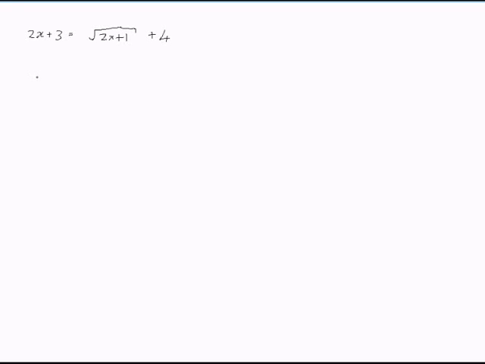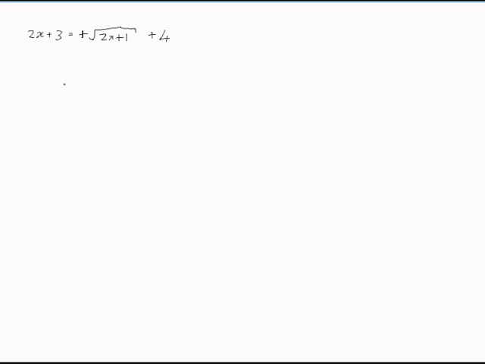So we're asked to solve the problem 2x plus 3 equals the square root of 2x plus 1 plus 4. The plus 4 is outside the square root sign. The first thing to notice here is that this square root isn't specified as a plus or minus square root. It's left blank. What that means is by default you always assume it's a positive square root. So I'll just denote it as a positive square root.